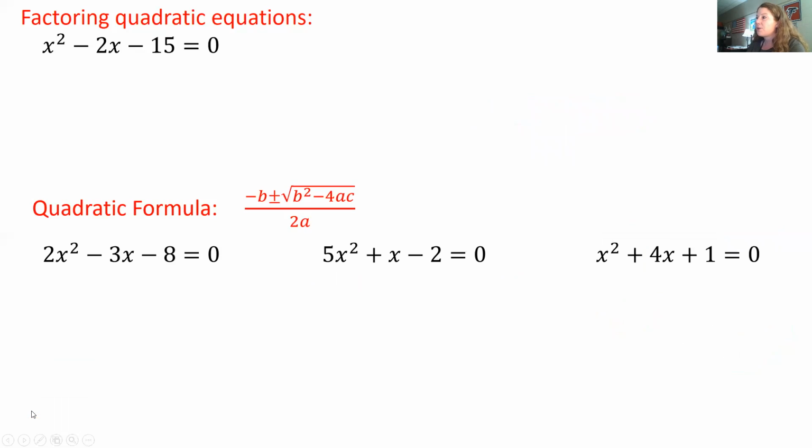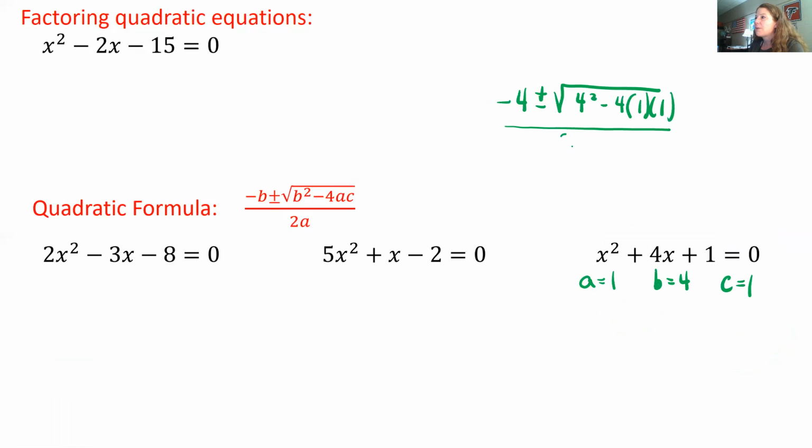All right, let's try the third problem. So our A is 1, our B is 4, and our C is 1. So we're going to do the opposite of 4, which is negative 4, plus and minus 4 squared, minus 4 times 1 times 1, all over 2 times 1.